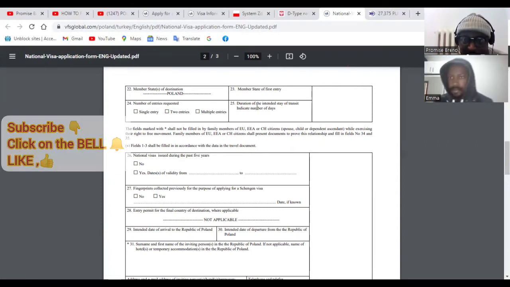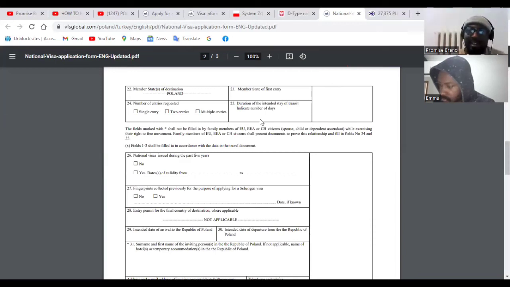Duration of the intended stay or transit. Enter 365 days here, because they are going to give you a 365-day visa, a 1-year visa, or 366, depending. Enter 365 days here. Next, the fields marked with asterisks shall not be filled in by family members of EU citizens, and so on.